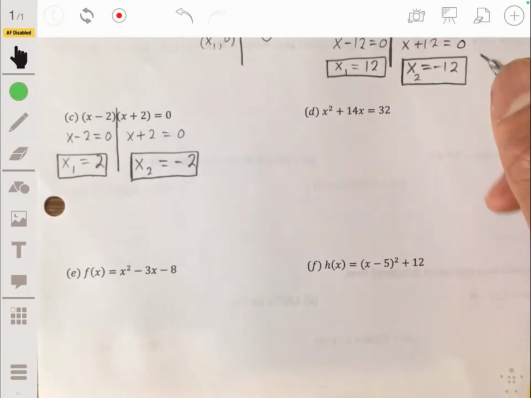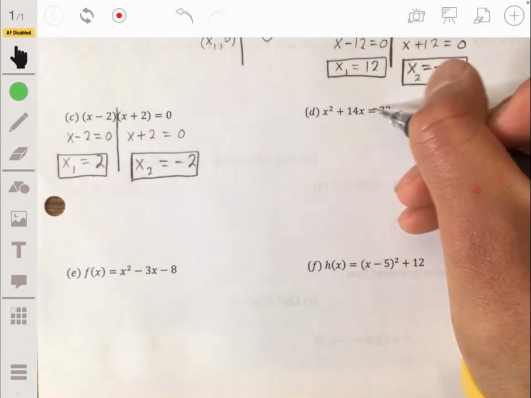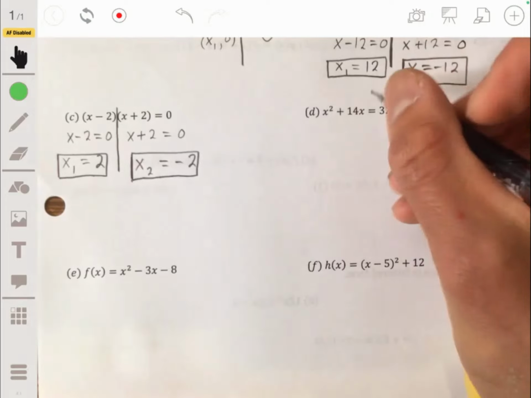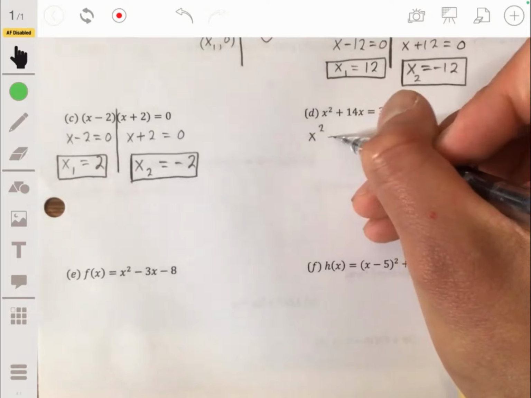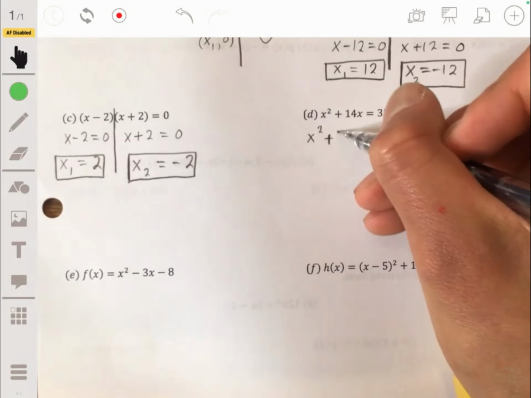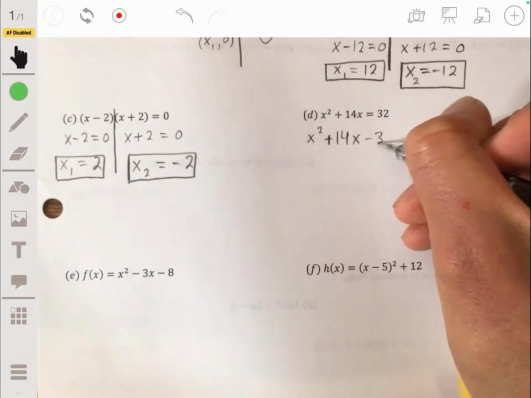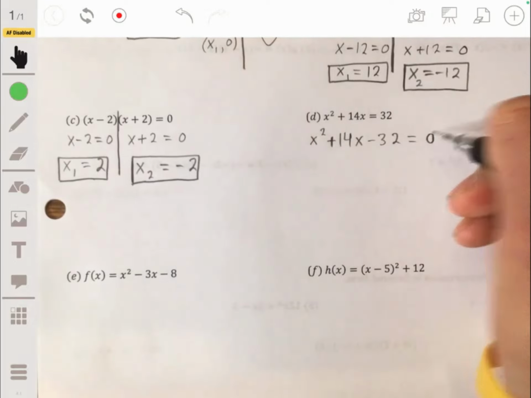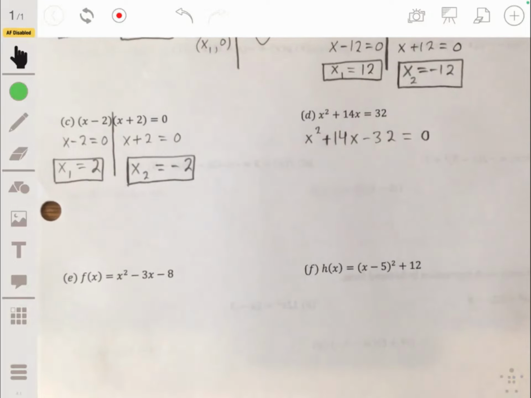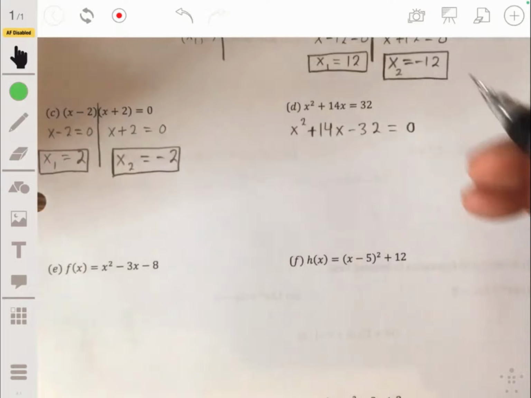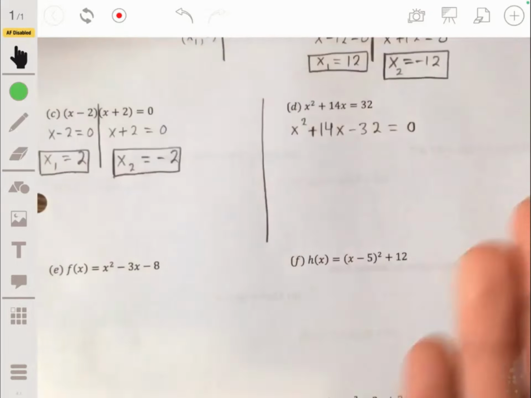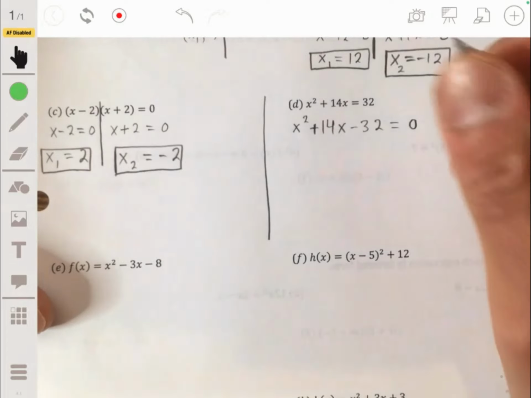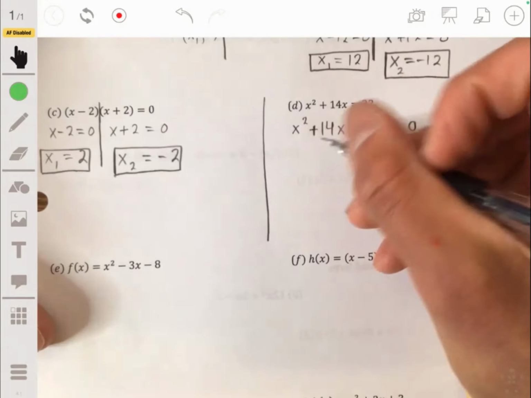All right, the fourth example. Again, make sure to set this equal to 0. So we're going to take away 32 from each side. And we'll get x squared plus 14x minus 32 equal to 0. And then always try factoring first, especially if the numbers look simple. But you can always do the quadratic formula.